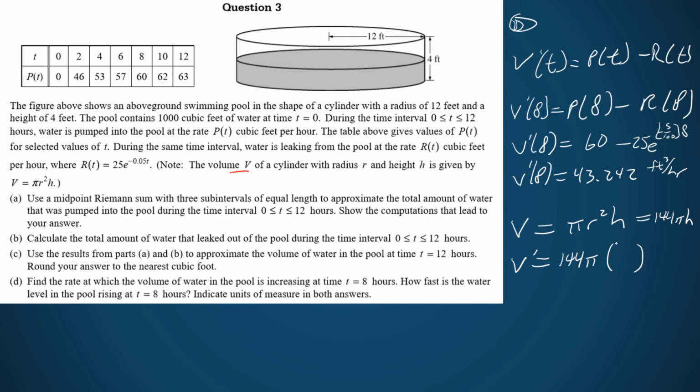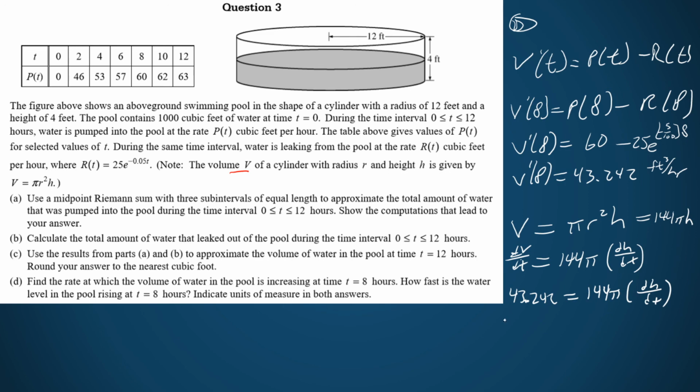dh over dt. dh over dt, perfect. Okay, and this V prime is dV over dt, if I want to do that to keep my units right. So this is dV over dt at 8, which is 43.242. So I could say 43.242 is equal to 144 pi times dh over dt, and use that to solve for dh over dt at the time t equals 8.